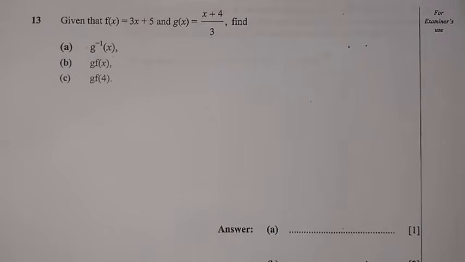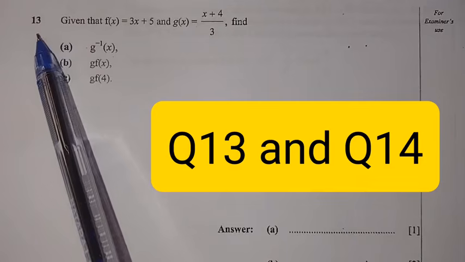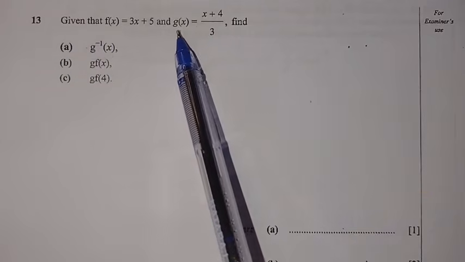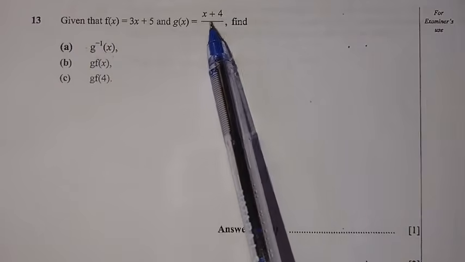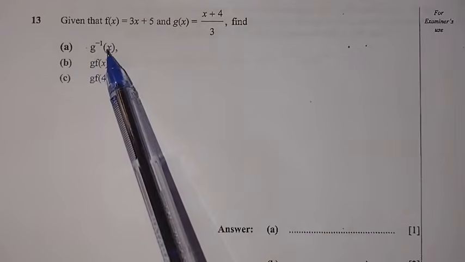In this presentation we are still continuing answering mathematics paper 1 for 2014 for internal candidates. We are going to answer question 13 and question 14. Starting with question 13, the question reads: given that f(x) is equal to 3x plus 5 and g(x) is equal to (x plus 4) over 3, find (a) g inverse of x.